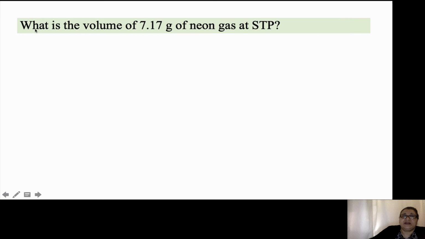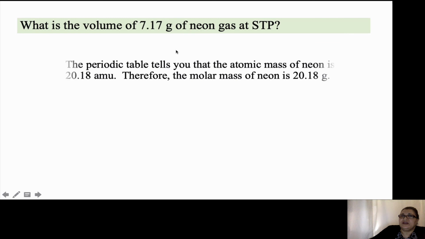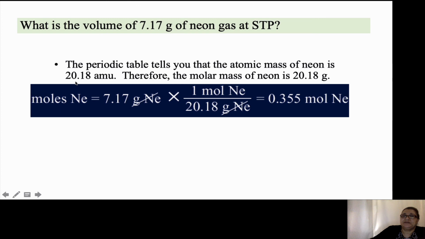So let's see what that means. What is the volume of 7.17 grams of neon at STP? So again, we cannot do anything with grams. We have to first convert it to moles in order to use the STP information. From the periodic table, neon has a molar mass of 20.18. So we start with what's given, 7.17 grams of neon. Divide by the molar mass, we get the number of moles.